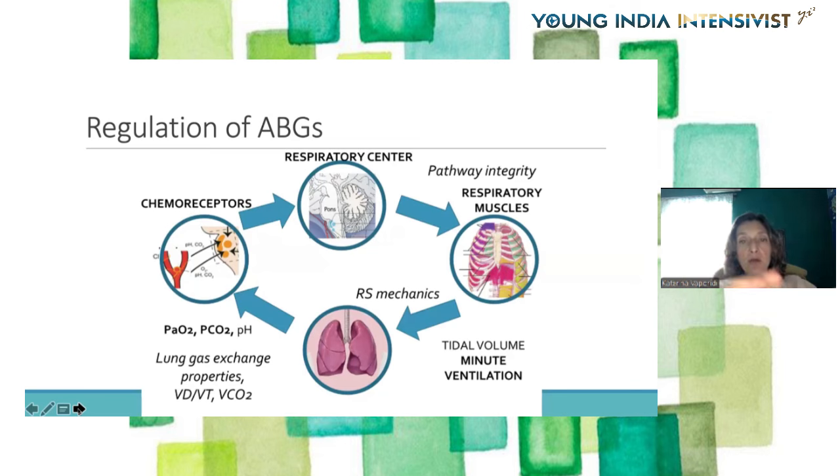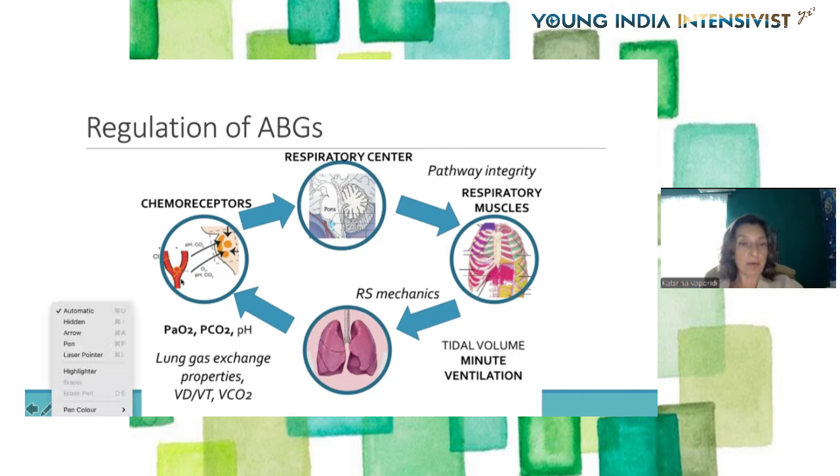And think about this as a closed loop system where the respiratory center sends a signal, and depending on pathway integrity, that is the nerves and the respiratory muscle junction, it is transformed into a signal that is the contraction of the respiratory muscles. This contraction of the respiratory muscles, depending on the respiratory system mechanics, will be translated into tidal volume and, with a respiratory rate, minute ventilation. That, depending on the gas exchange properties of the lungs and the dead space ratio and the CO2 production, will result in the blood gases that will be sensed by the chemoreceptors.